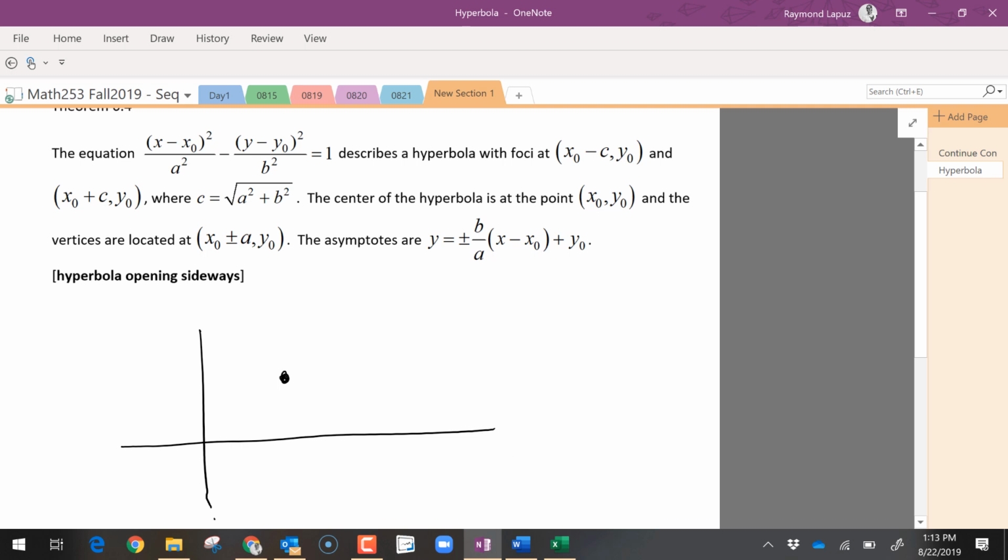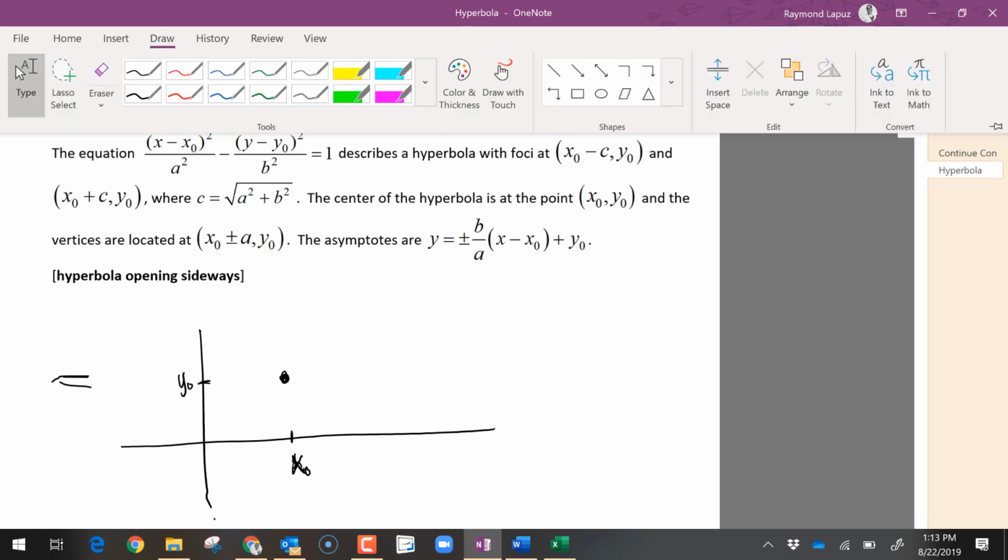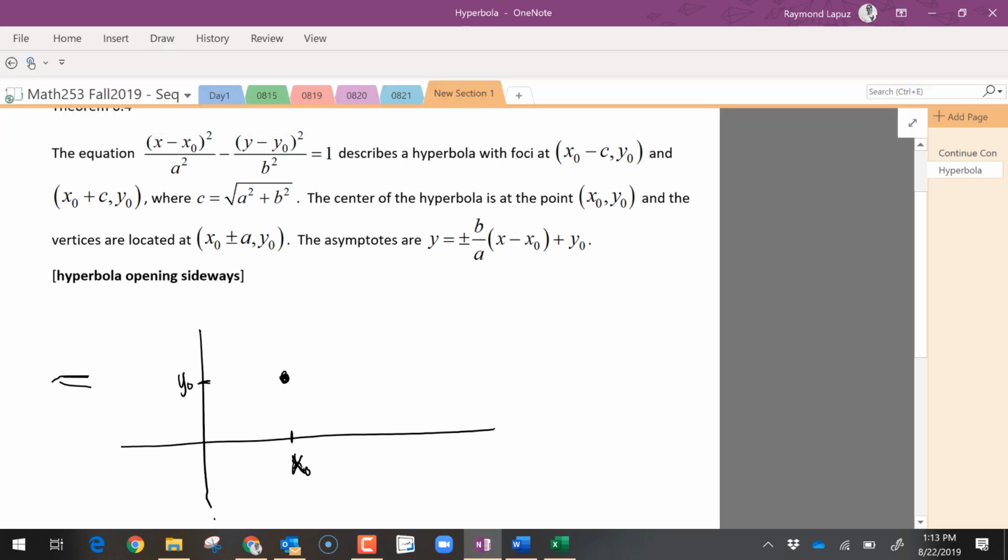So let's start off with a center point. I guess this is not h, k anymore. It's x naught, y naught. That'll be your center point. And then this is opening sideways. And so with a distance of a units to the left and to the right from the center point, will be your vertex.